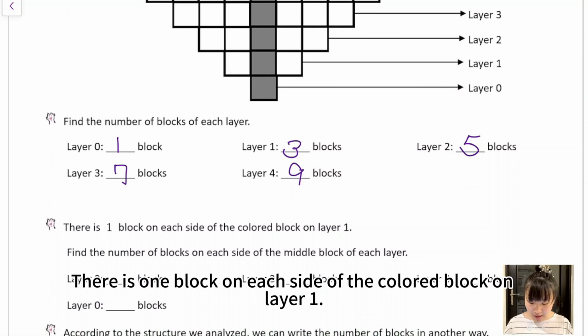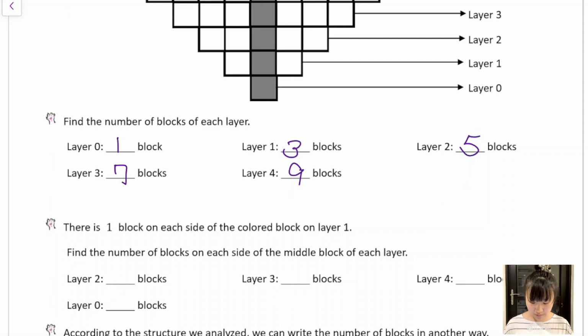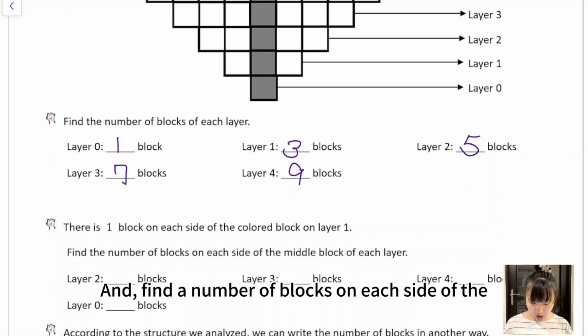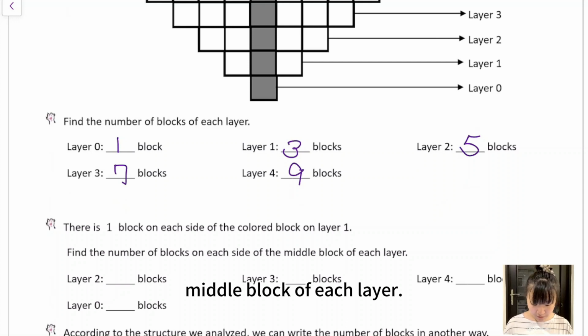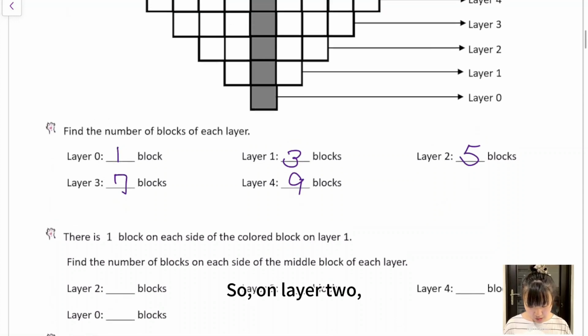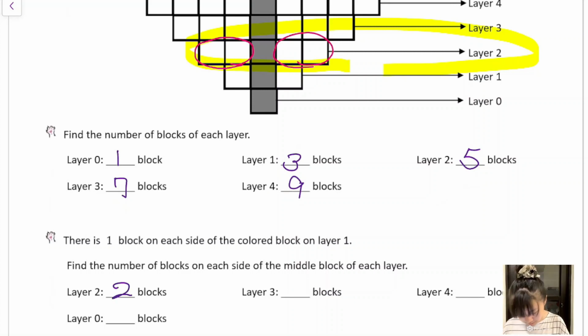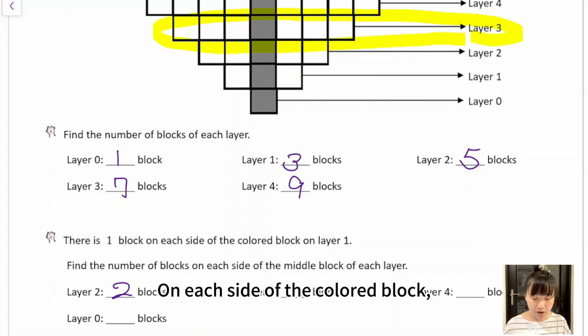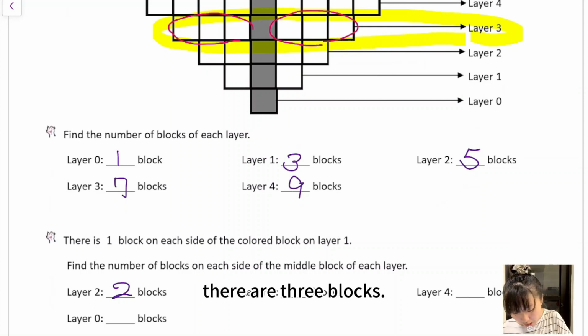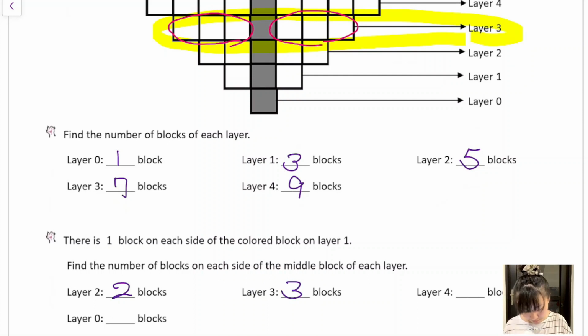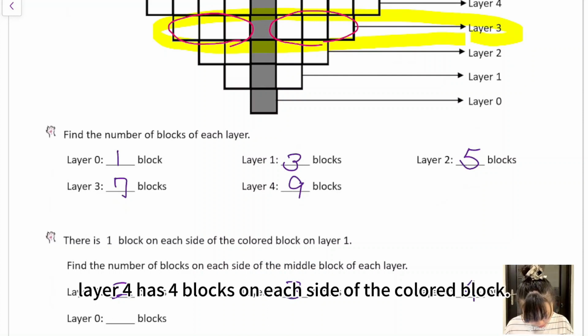Next question. There is 1 block on each side of the color block on layer 1. And find the number of blocks on each side of the middle block of each layer. So on layer 2, you can see that on each side of the color blocks, there are 2 blocks. On each side of the color block, there are 3 blocks. So it's the same way. Layer 4 has 4 blocks on each side of the color block.